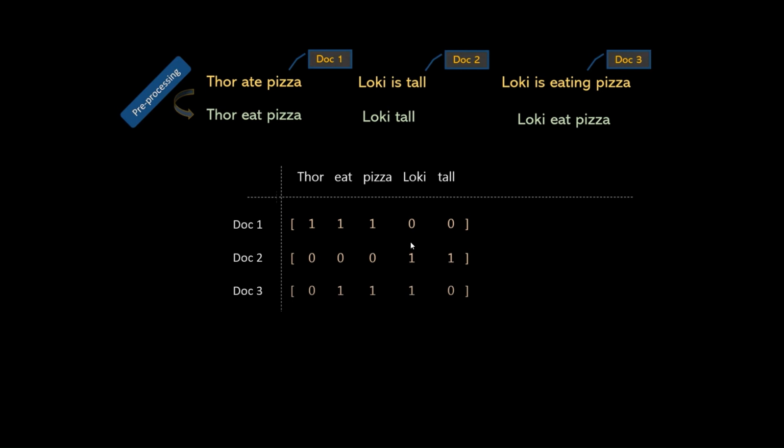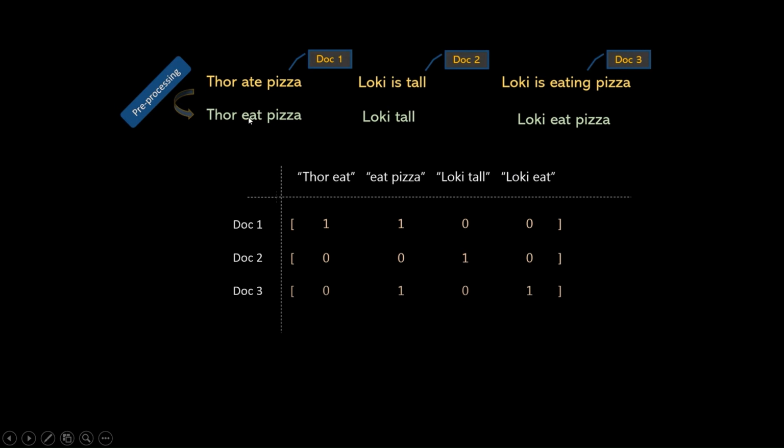This is the unigram representation. Instead of unigram, if we consider the bigrams in the vocabulary, it will look like this. Thor eat is included in the vocabulary. Eat pizza, and no more words are there. Loki tall is included, and no more words. Here Loki eat is included in the vocabulary, and eat pizza is already included. So this is the vocabulary created with the bigrams of this processed text.